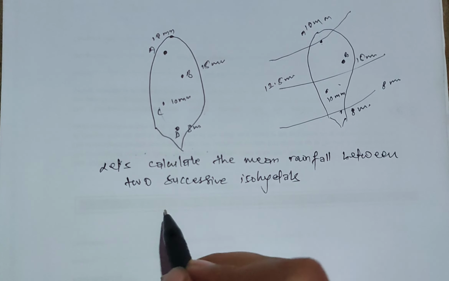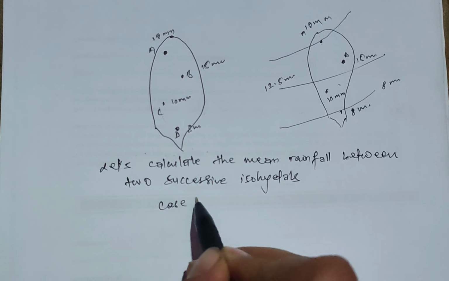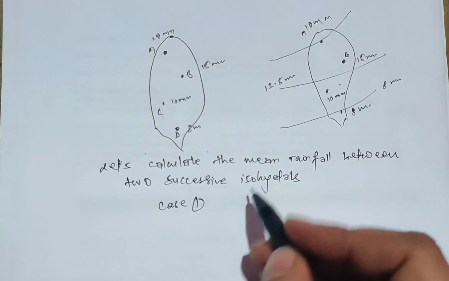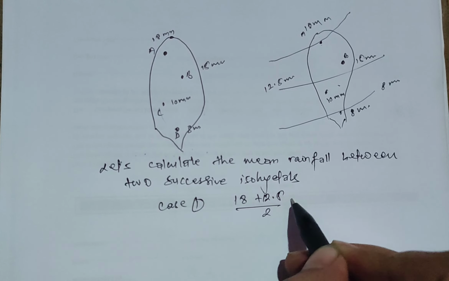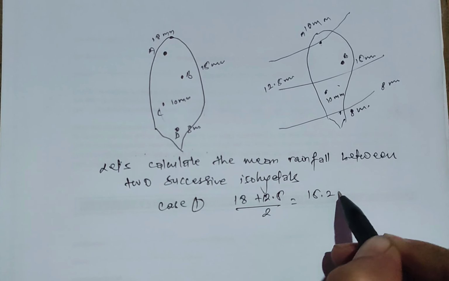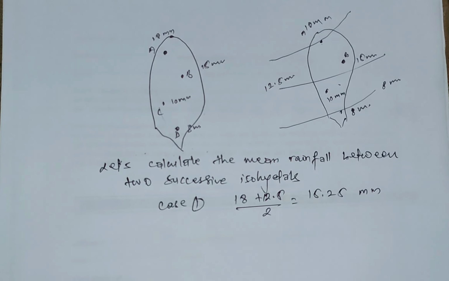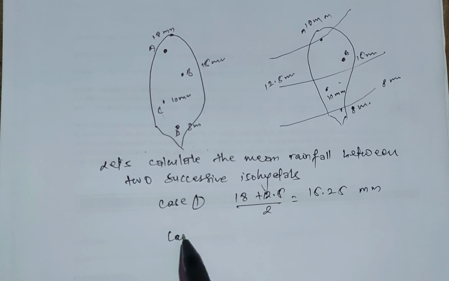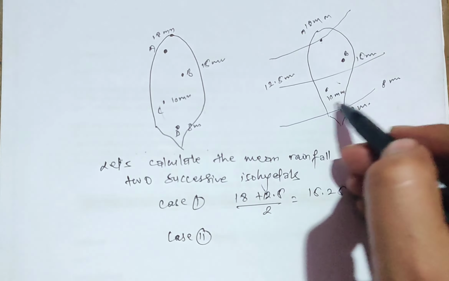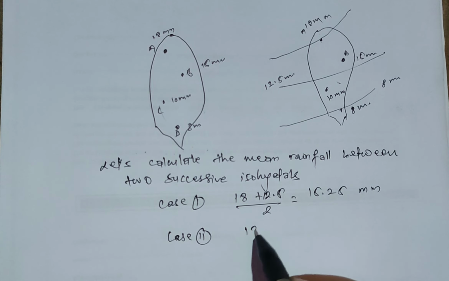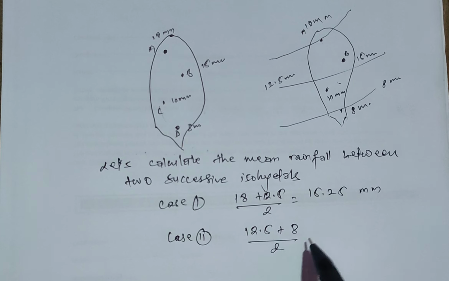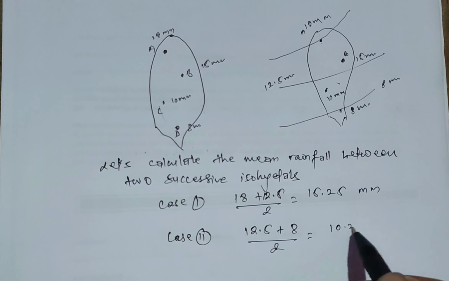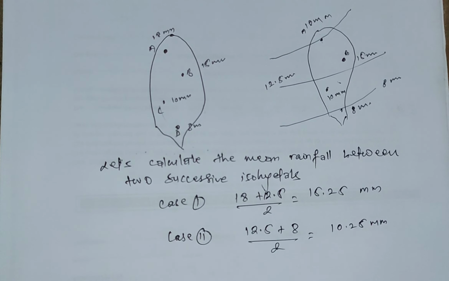So now we'll calculate the mean rainfall between two successive isohyetals at this area and this area. For this, in case 1, the mean rainfall over this, that is 18 plus 12.5 divided by 2, equals 15.25 mm. In case 2, at this area, that is 12.5 plus 8 divided by 2 equals 10.25 mm.